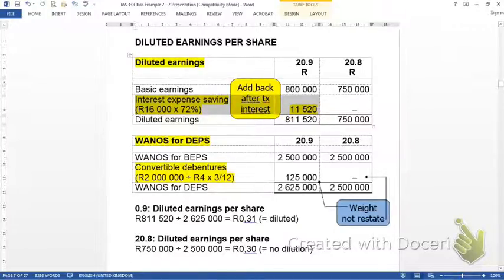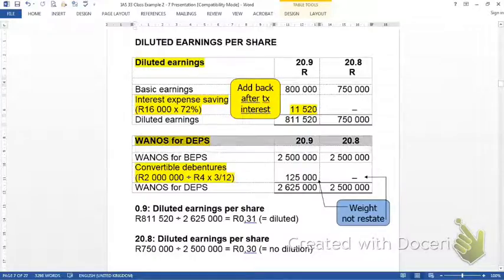And in the prior year, there is no entry because there were no convertible debentures issued in that period, so therefore no adjustment, no calculation. Once you've calculated that, you get the diluted earnings for both years, 811,520, and of course the 750,000 for the previous year.